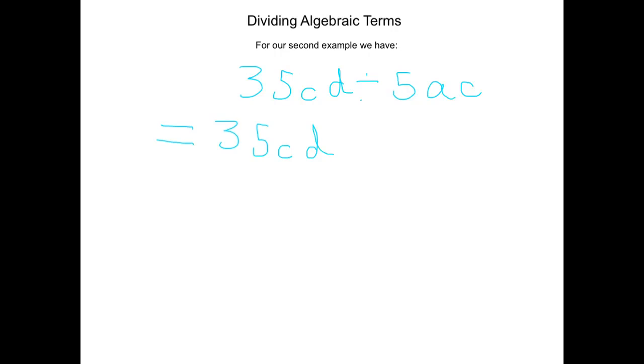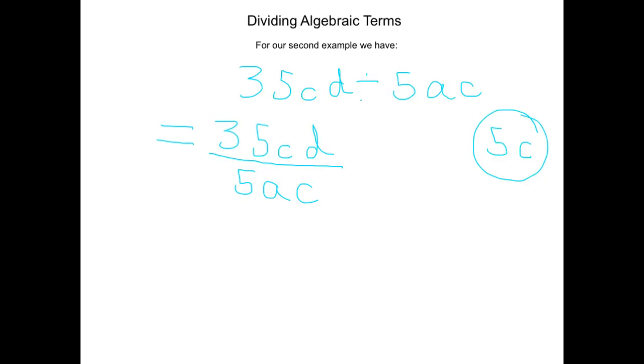For our second example, we have 35cd divided by 5ac. First, we write the expression as a fraction like this: 35cd divided by 5ac. We then identify the highest common factor of the numerator and denominator, which in this case is 5c.